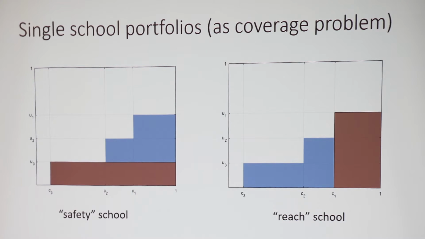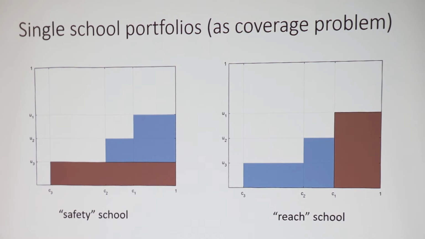So since scores are distributed uniformly between 0 and 1, the probability that I get into school 3 is just the probability with which my score is higher than C3, which is 1 minus C3, because the distribution is uniform. That's exactly this segment over here. And what's my expected utility if I only apply to school 3? Well, it's the brown rectangle, right? It's the probability I get in to school 3 times the utility I get from that school.